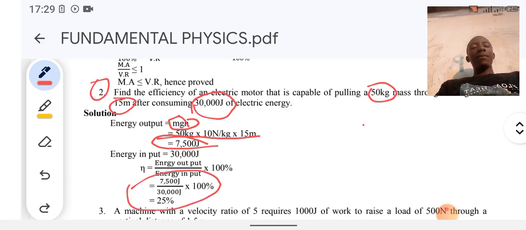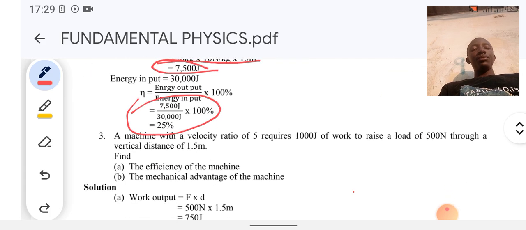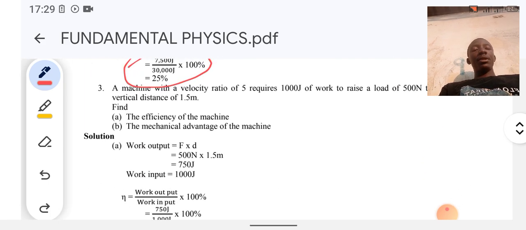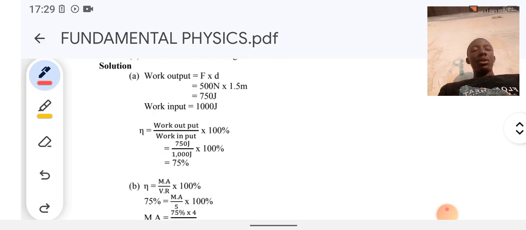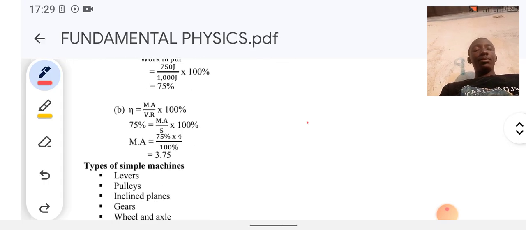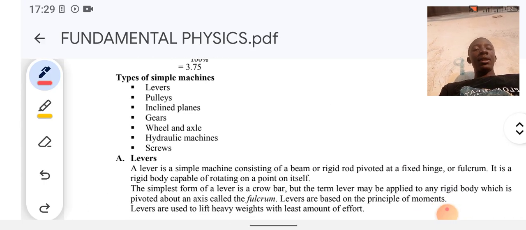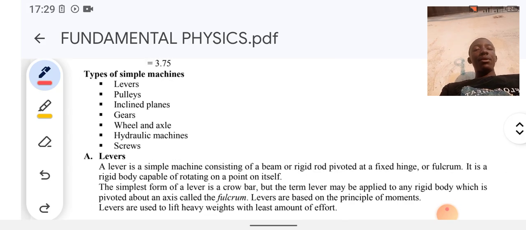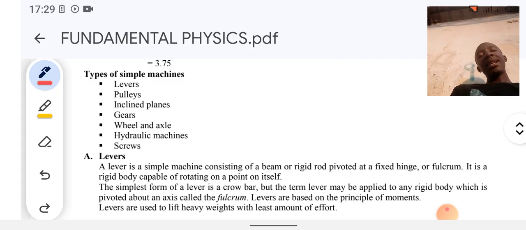So now we're going to look at what types of simple machine there are. First and foremost, we have what we call the levers, the pulleys, the inclined planes, the gears, the wheel and axle, the hydraulic machine, and the screws. So in total, we have about 1, 2, 3, 4, 5, 6, 7 simple machines.